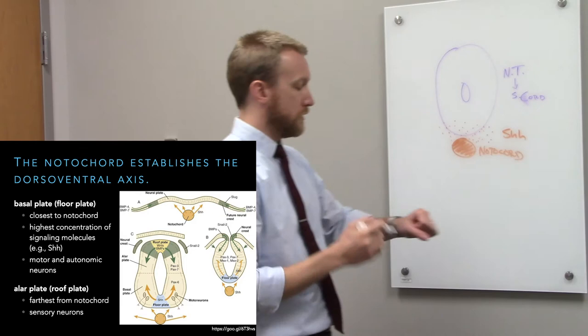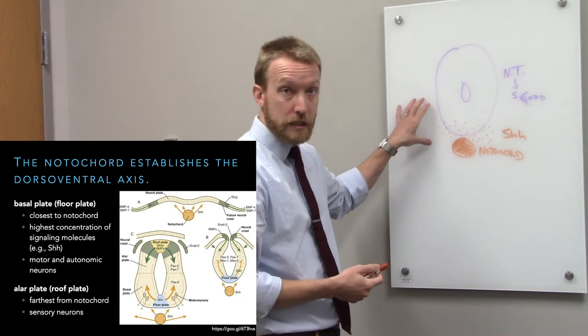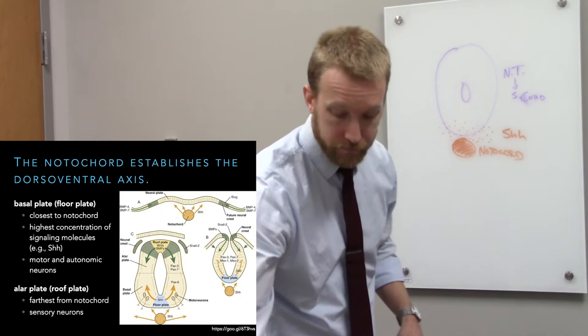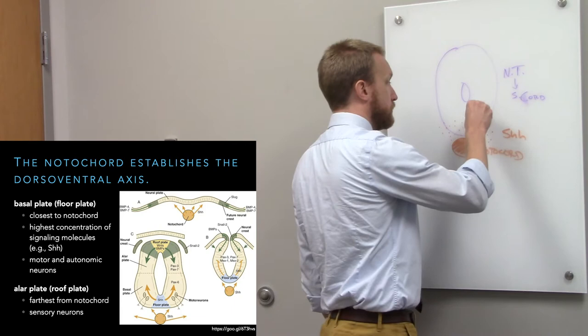This is going to be present at very high levels in the ventral portion, and that causes neurons to adopt a motor neuron phenotype. So if you have a high level of sonic hedgehog signaling, that'll cause the expression of PAX6, and that's a transcription factor that'll turn us into motor neurons.